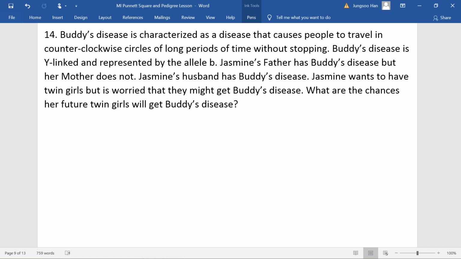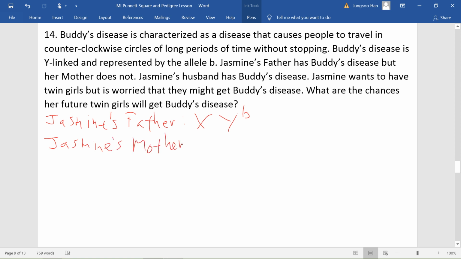Okay, so if Jasmine's father has Buddy's disease, then he is X, Y little b. Okay. Jasmine's mother does not. So since Jasmine's mother does not have any Y chromosomes, she only has 2 X sex chromosomes because she's female. She's just X X. Okay, she doesn't have any of the alleles for Buddy's disease. And then it says Jasmine's husband has Buddy's disease. So he would be X, Y little b.